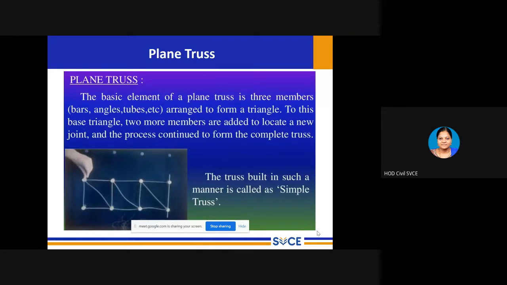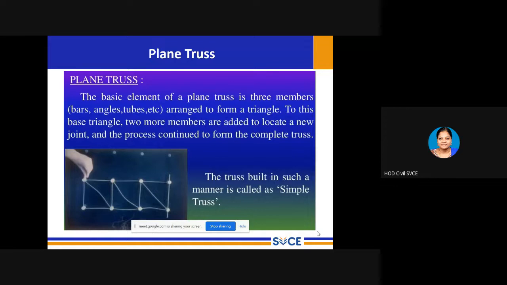The trusses are composed of simple triangles. In the trusses, all the members are assumed to be connected by pins. We also assume that the external loads acting on the truss system act only at the joints, not in between the joints. Because of this, the truss members will have only either tensile forces or compressive forces. We don't have bending moments in the truss system.